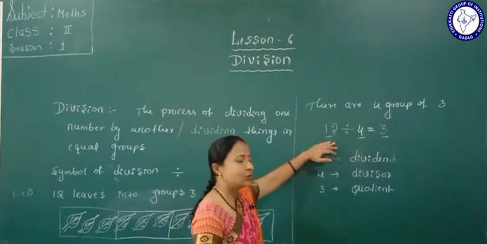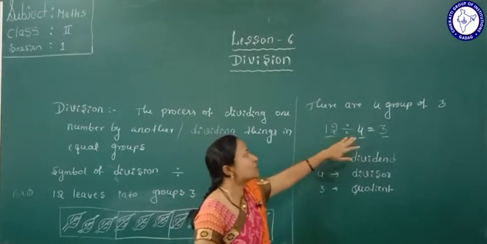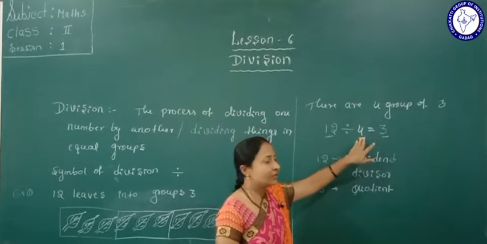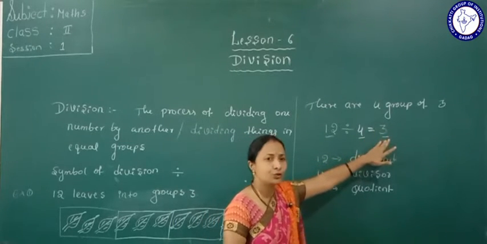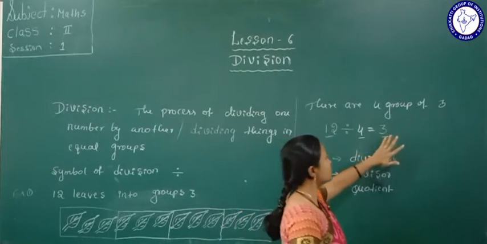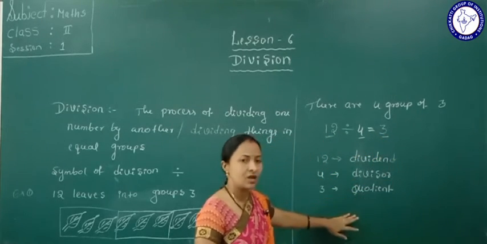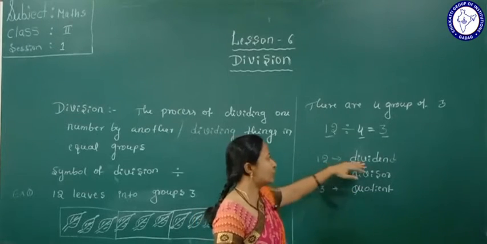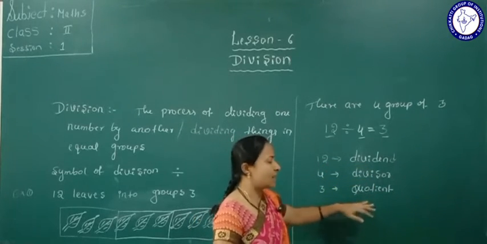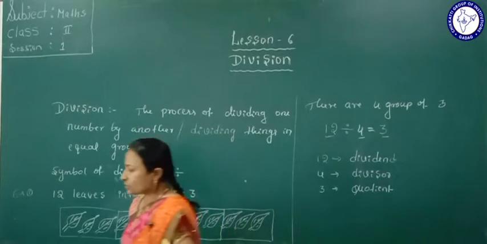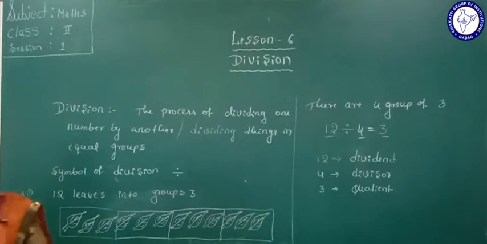So there are totally 12 leaves. How many groups did we make? We made 4 groups. In each group how many leaves are there? In each group there are 3 leaves. Yes, understood about this one? First one: dividend, divisor and quotient. Okay. So the second example we'll see now.